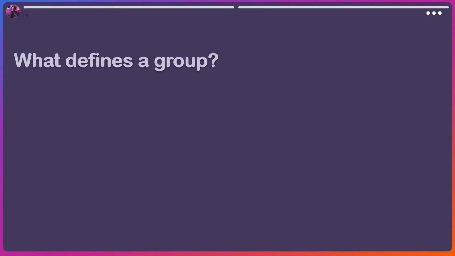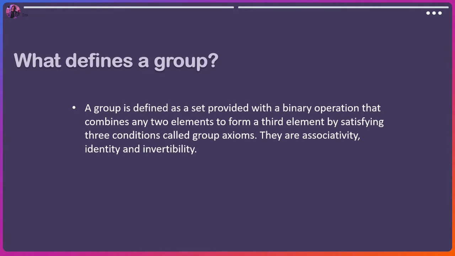Let's proceed to our class discussion. To start with, what defines a group? Do you have any idea what defines a group? A group is defined as a set provided with a binary operation that combines any two elements to form a third element by satisfying three conditions called group axioms. They are associativity, identity, and invertibility.